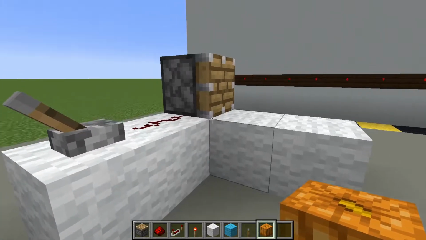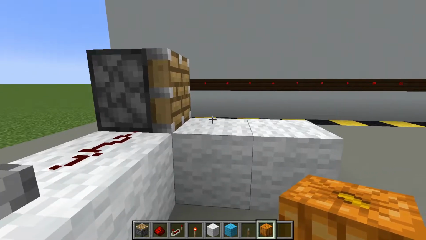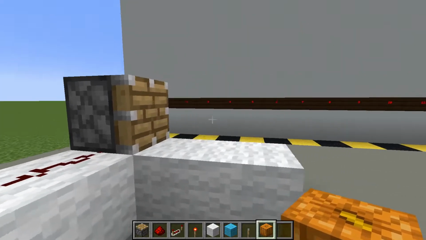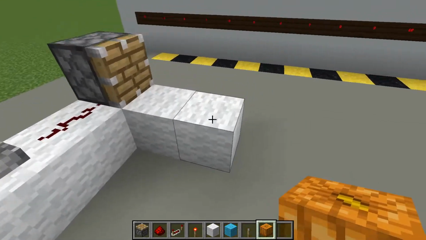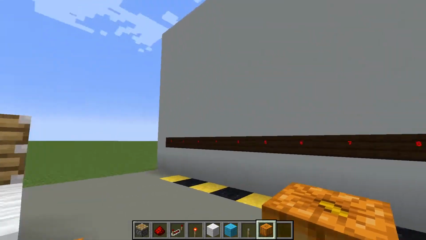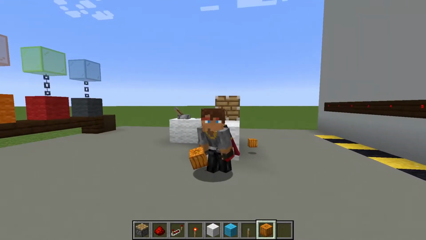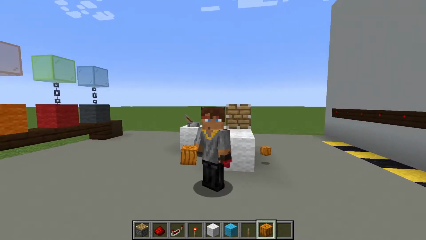Now, for some blocks, when a piston extends, instead of the block getting pushed, the block gets broken. An example of this is a pumpkin. So if I extend this piston, you can see the pumpkin is broken and pops off. This is a mechanic that's often used in melon and pumpkin farms to harvest the pumpkins automatically.